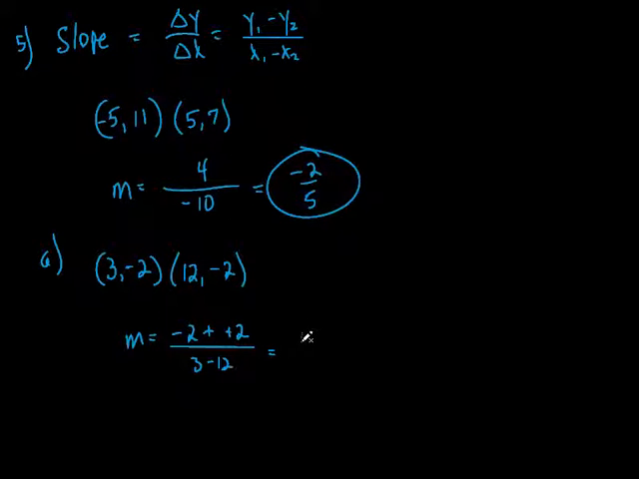Negative 2 plus 2 is 0. 0 over, what's that? Negative 9. And what's 0 over anything? It's 0, okay? It's 0 slope. It's not no slope. It's not undefined, all right? It's 0 slope. What kind of line is this? It's a horizontal line. So 0 is your answer.